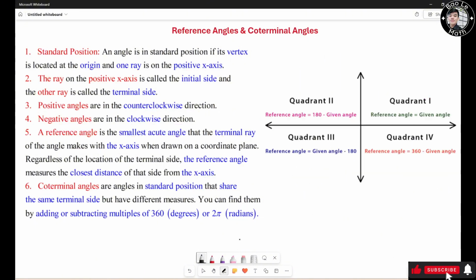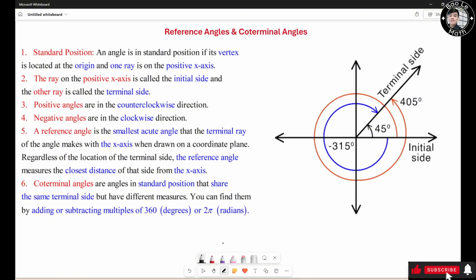Now, to summarize, here's the formula to calculate the measure of the reference angle. If the angle is in the first quadrant, the reference angle is equal to the given angle. In the second quadrant, it's 180 subtract the given angle. In the third quadrant, it's the given angle subtract 180 degrees. And last, in the fourth quadrant, it's 360 subtract the given angle. So keep that in mind. Now let's move on to the last one.